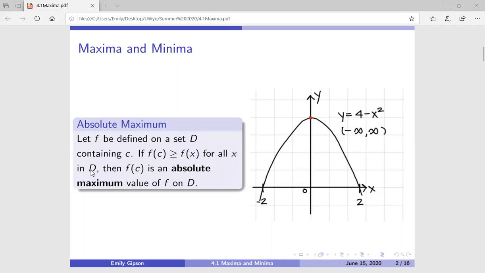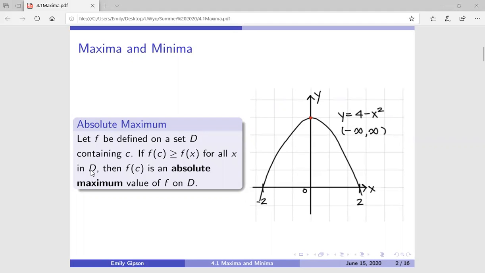And what does this look like? This looks like the graph here. We have 4 minus x squared on the interval negative infinity to positive infinity. We see that when x equals 0, y equals 4, which is the maximum value of our function right there. And on the graph, we see that it's a maximum value too.